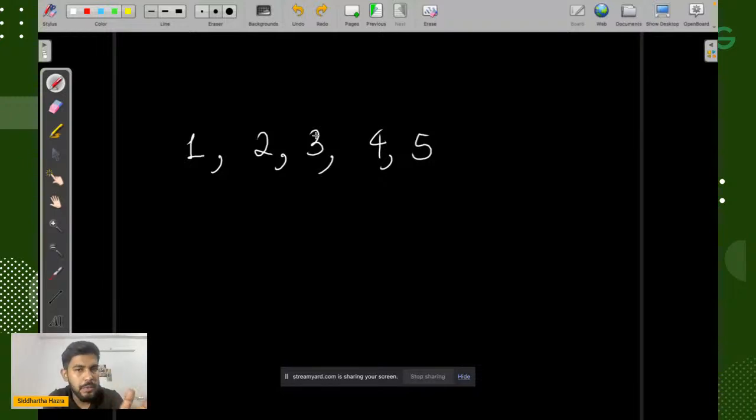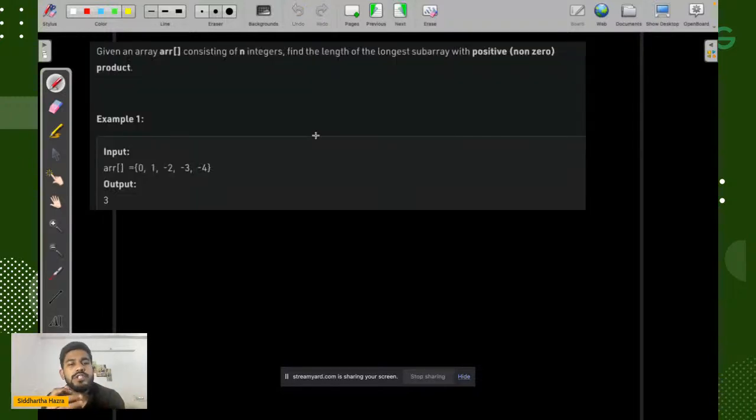Okay, let's go back. So now we are given an array consisting of n integers, and we need to find the length of the longest subarray with positive product. Okay, please remember this. This is not the positive sum, but positive product.